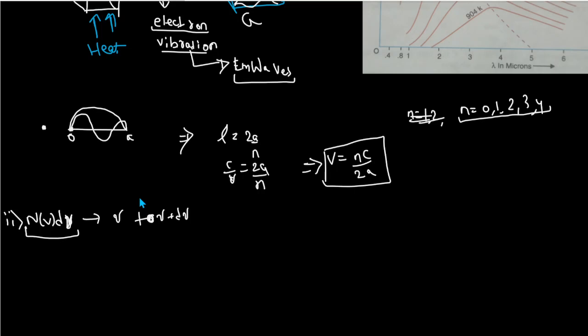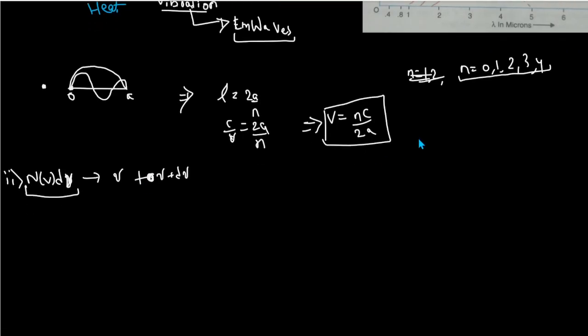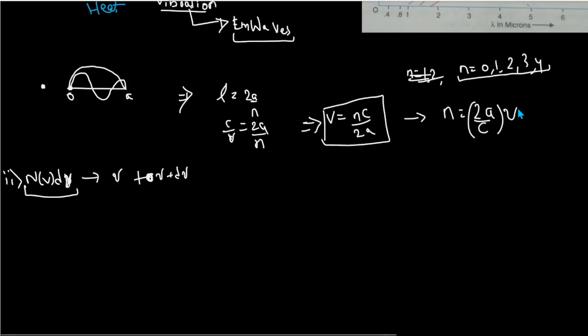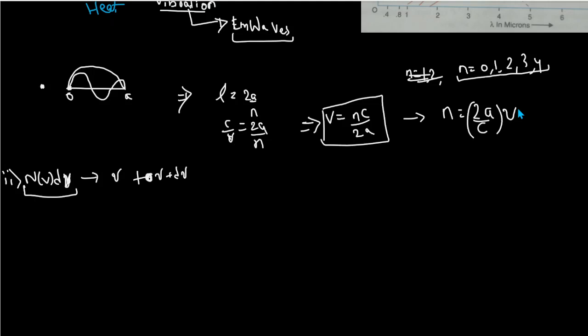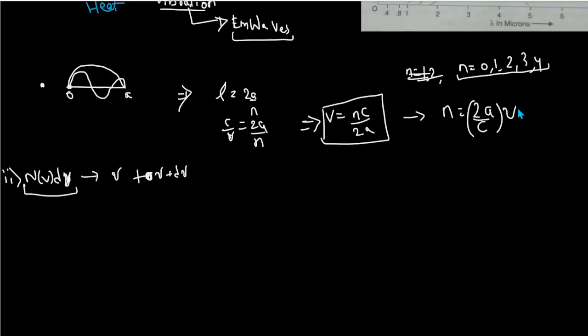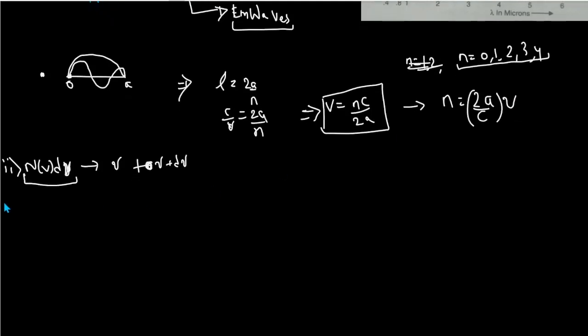So let's see here. Now we are going to derive. Can I transform this particular form as n equals 2a upon c mu, where n is any positive integer, and for any n that corresponds to a particular frequency mu. So this is the one-dimensional case. Because a cube is three-dimensional, we have to derive this expression for n in three dimensions.